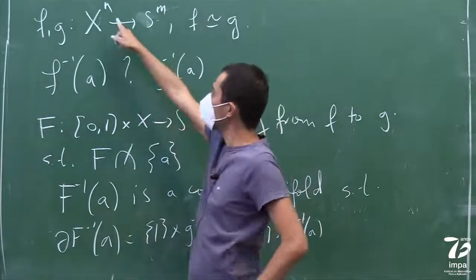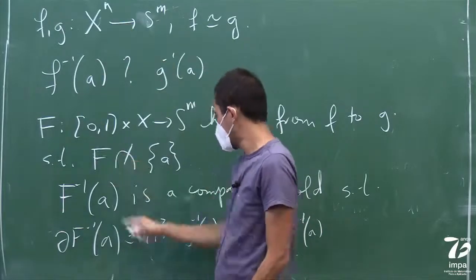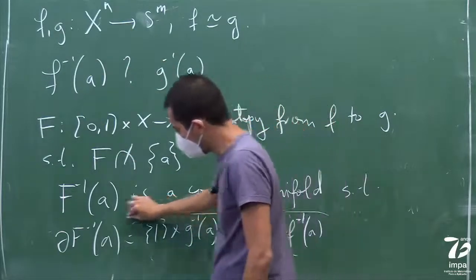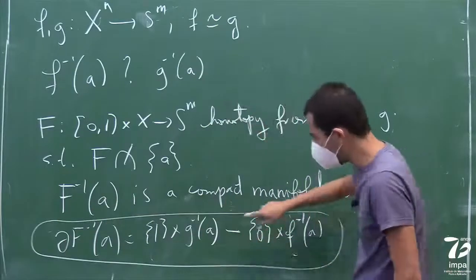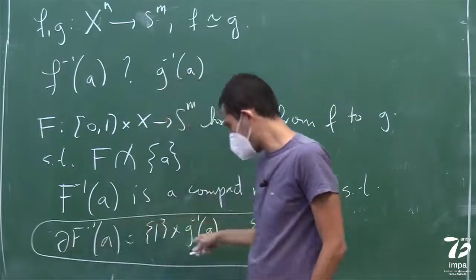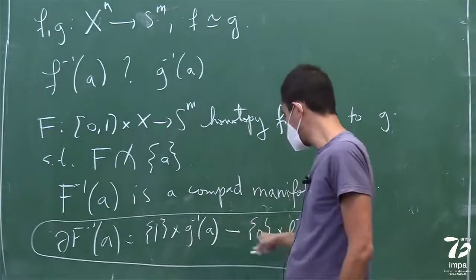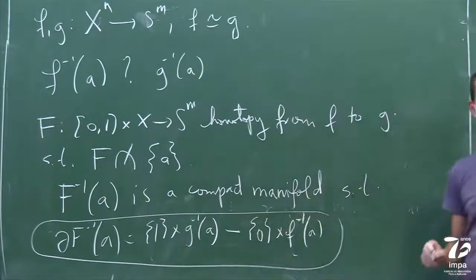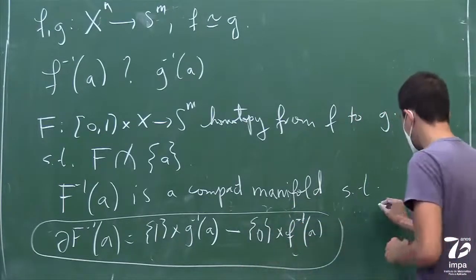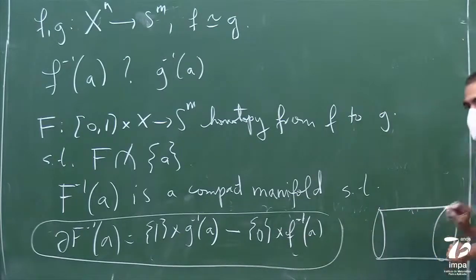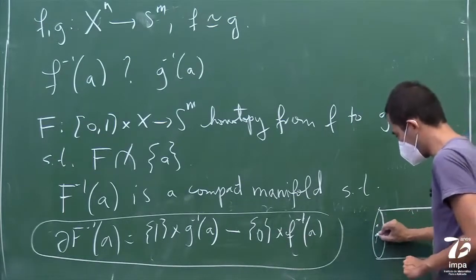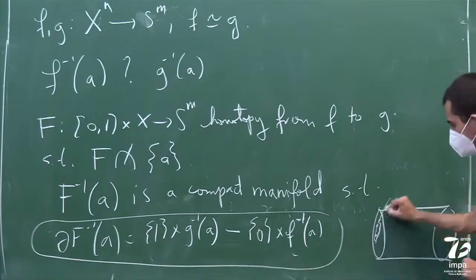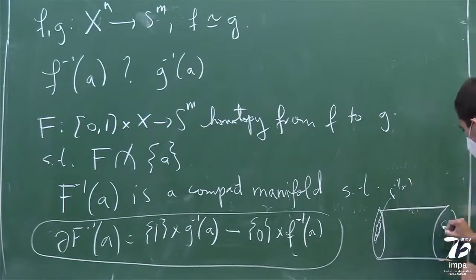So if X is a higher dimensional manifold, then basically what I'm showing is that there is some compact manifold whose boundary is basically the two manifolds G inverse and F inverse of A, but with a minus sign. So, that picture that I drew here, say this is your F inverse of A, and this other thing here is G inverse of A.